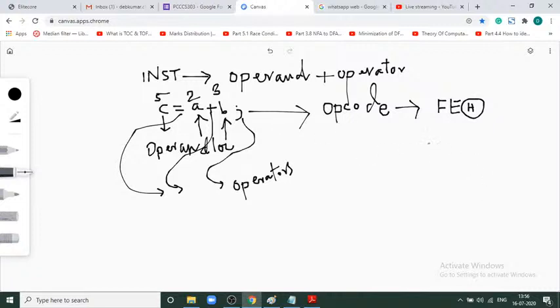Why do we need the opcode? Because the computer understands machine code or binary numbers. C is equal to A plus B semicolon is an instruction which cannot be represented directly in binary, so we need a representation which can be converted to a binary number, so we require FE, which is the opcode of this instruction. Now F can be converted into binary as 1 1 1 1, and E can be converted into binary as 1 1 1 0. Now this is properly a binary number, or binary code, or machine code, which is clearly understandable.